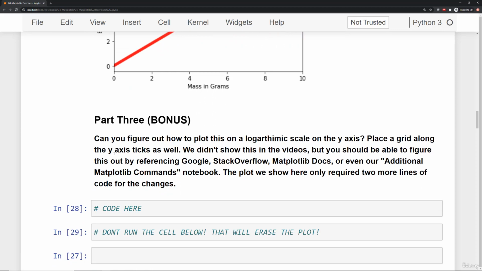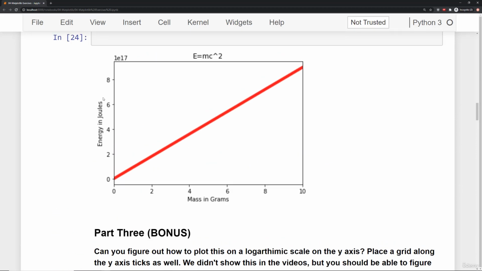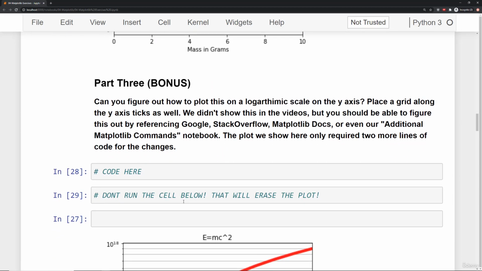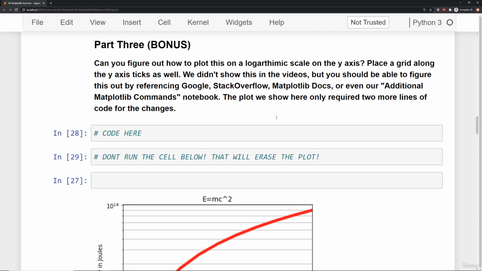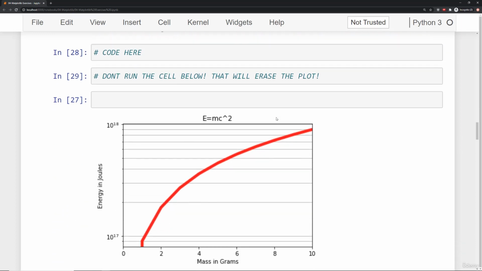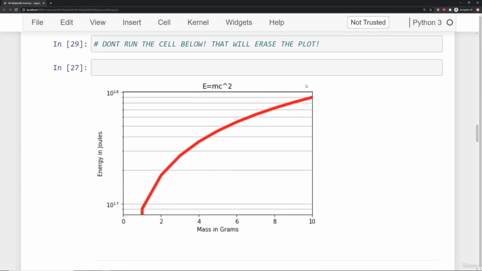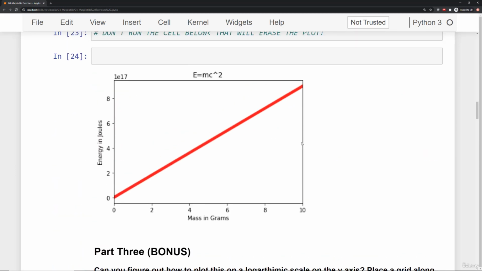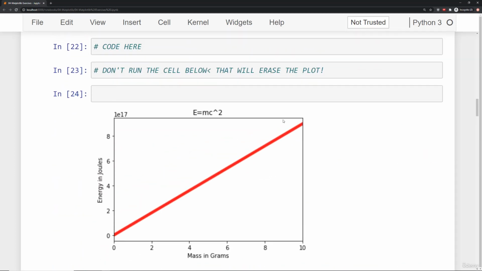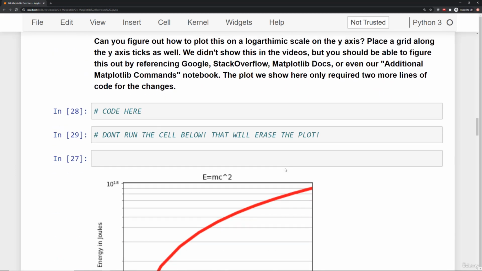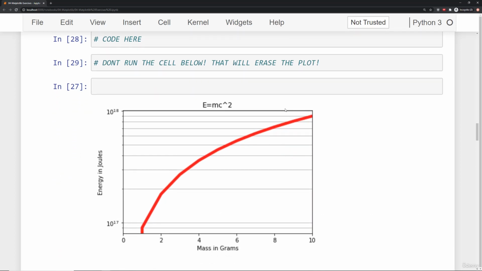And then in part 3, because we are dealing with such large values of joules, we want you to figure out, and again this is a bonus since we didn't exactly show you how to do this, can you figure out how to plot this out on a logarithmic scale? Once you plot this out logarithmically, it should appear curved. So we do expect you to be able to do a plot of just E equals mc squared, and then as a bonus, see if you can figure out the logarithmic plot. So that's the first task, as far as being able to plot out an equation.